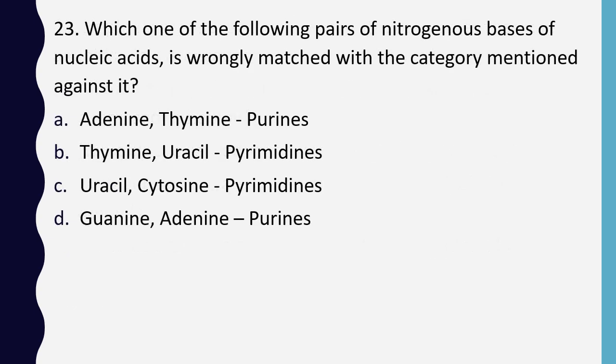Question number 23. Which one of the following pairs of nitrogenous bases of nucleic acid is wrongly matched with the category mentioned against it? Adenine thymine purine, thymine uracil pyrimidine, uracil cytosine pyrimidine, guanine adenine purine. Wrongly matched. The correct answer is option A, adenine thymine purine. This is wrongly matched. Thymine is a pyrimidine whereas adenine is a purine.